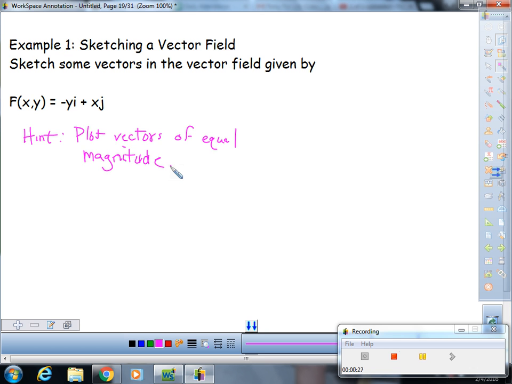So there is a right amount of vectors to plot, and that's what we're trying to help you with right here. Okay? So what this pink hint means is we want that.